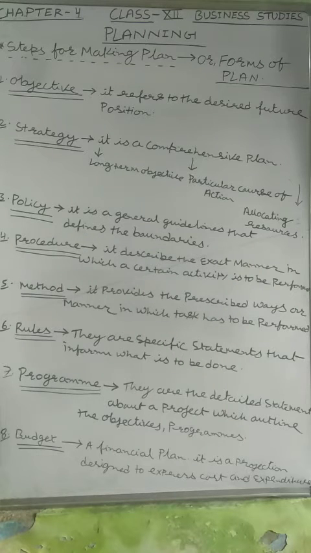So a financial budget is a financial plan, and it is also formulated and predetermined before the financial year. Thus, a financial plan is a projection designed for expense, cost and expenditure. So here there are 8 types of plans, or we can say the forms of plan, and in this way different organizations adopt various plans, and they work effectively and efficiently to achieve the goals.